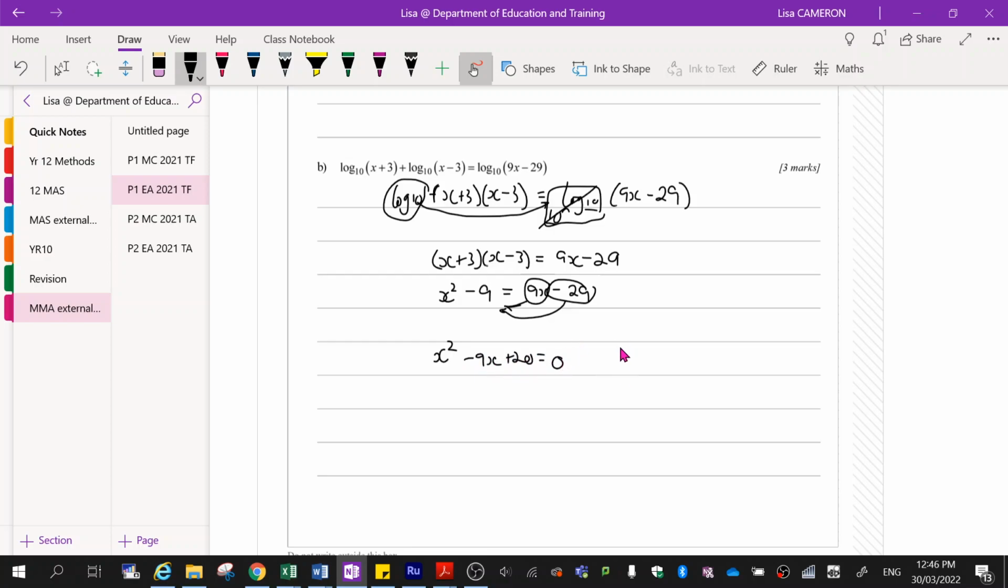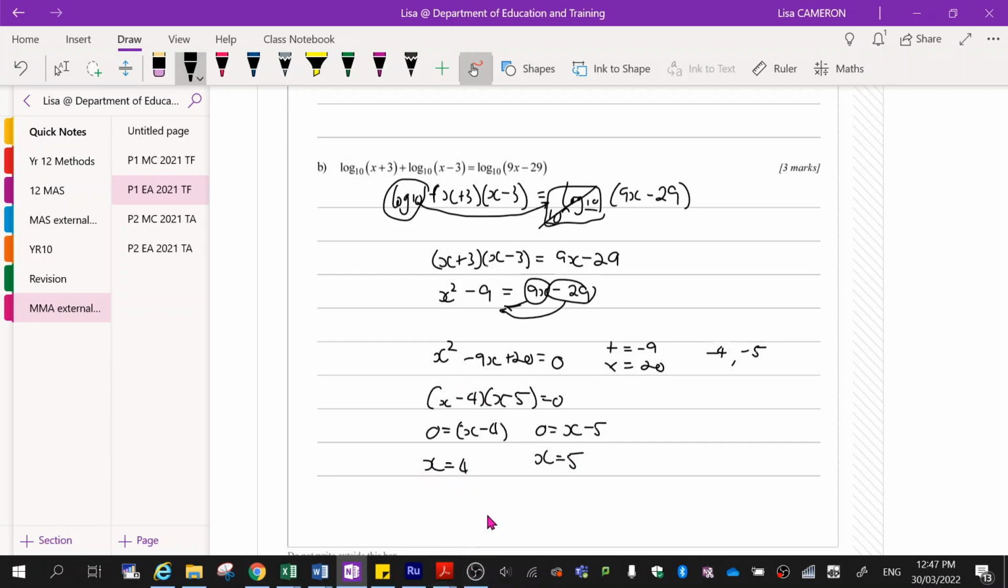Okay, so now I'm looking for two numbers that add to give me negative 9 and multiply to give me 20. So that's going to be negative 4 and negative 5. So I'm going to chuck them back in the brackets now and apply null factor rule to each side of the bracket to get what x equals in both cases. So x is equal to 5 and x is equal to 4.